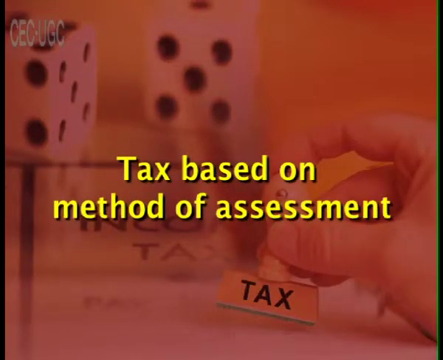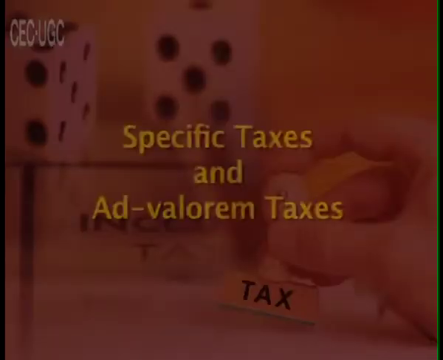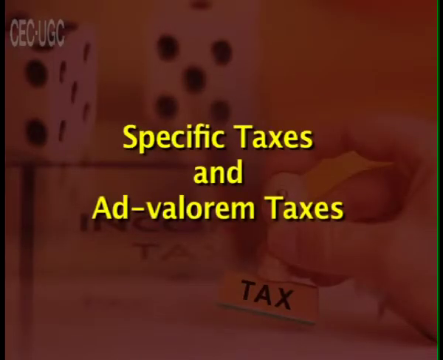The next one is tax based on method of assessment. Assessment is nothing but the calculation. So, taxes on commodities are levied on the basis of the method of assessment. Basically, this type is exclusively for commodities. They are specific taxes and ad valorem taxes. Specific taxes are taxes which are levied on specific qualities or attributes of goods. Specific taxes are assessed on the basis of weight, number or volume of commodities.